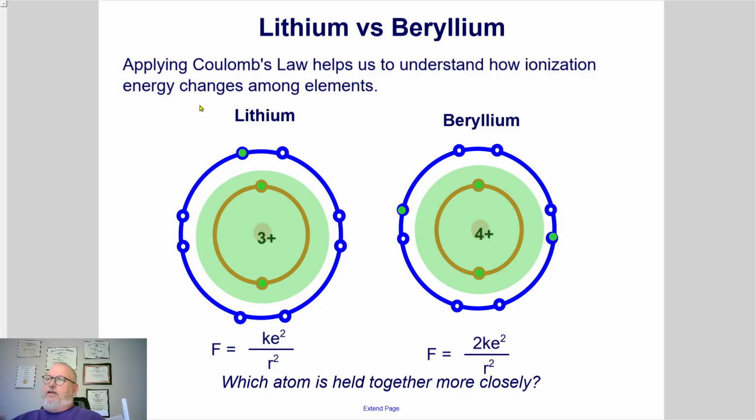Lithium and beryllium. Lithium has an atomic number of 3, has a Zeff of 1, and its valence electron is on the second level. Beryllium has a Zeff of 2. There's more force holding that valence electron, which is on the same level as lithium. So which of these electrons is being held closer by which element? Well, lithium only has a force of 1. Beryllium has a force of 2 acting on the valence electron. So beryllium is holding that electron a little tighter, right?